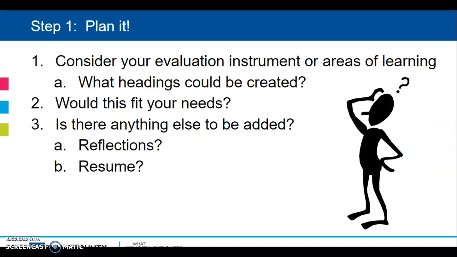So let's plan it. Consider your evaluation instrument or areas of learning. What headings could be created? Would this fit your needs? Is there anything else to be added? Reflections, resume. And right now our headings will be our 9th grade, 10th grade, 11th grade, 12th grade, but you can also do about me.